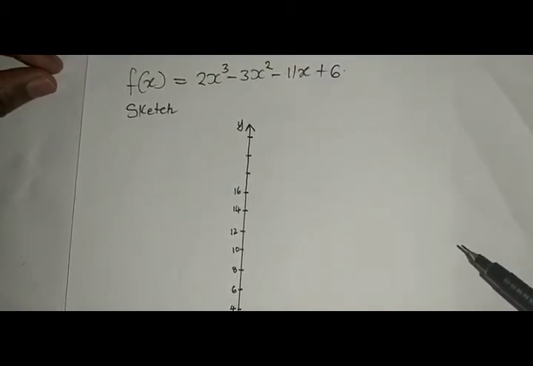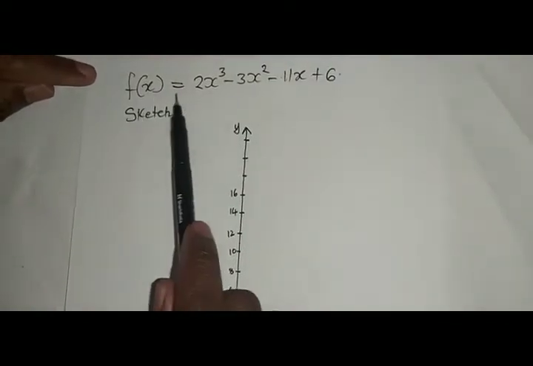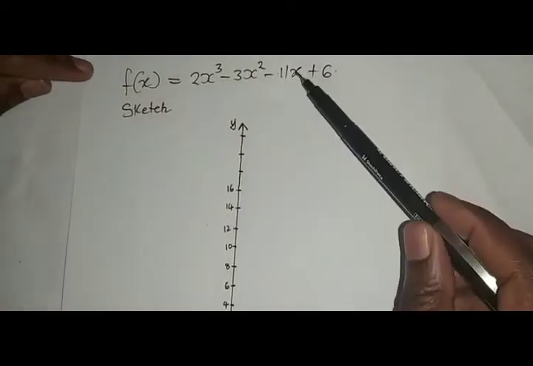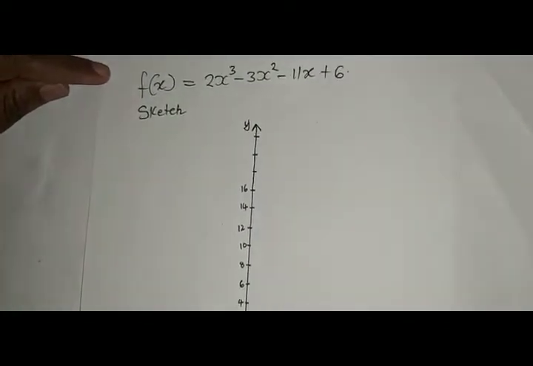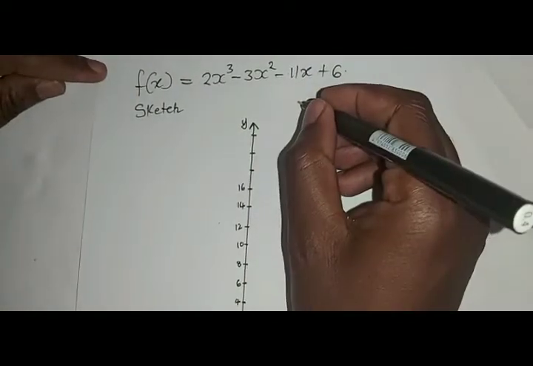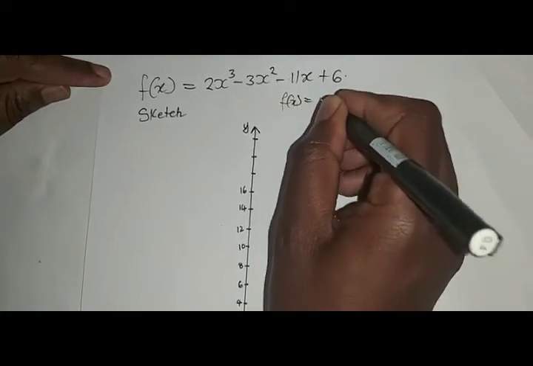Right, in this video we would now like to sketch the function f(x) = 2x³ - 3x² - 11x + 6. We want to sketch it. From the previous videos, we have managed to determine, in this case, f(x) = 0.